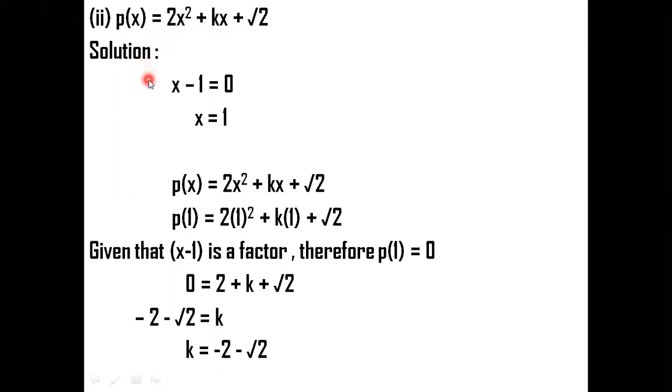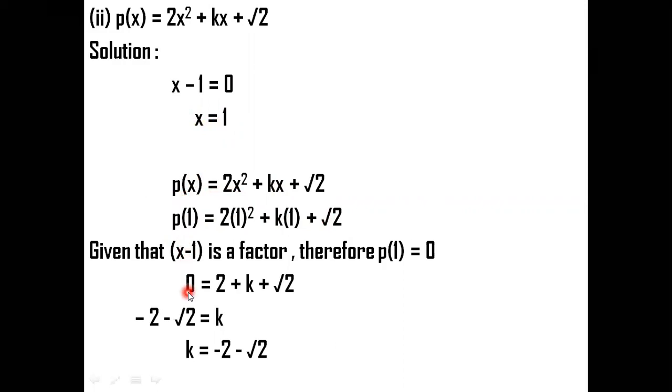Let us solve it. So x minus 1 is a factor, so x minus 1 is equal to 0 and x is equal to 1. So we find the value of x. Now replace the value of x by 1. As you can see over here, I replaced the value of x by 1. Now, given that x minus 1 is a factor, what can I say? That p of 1 will be equal to 0.